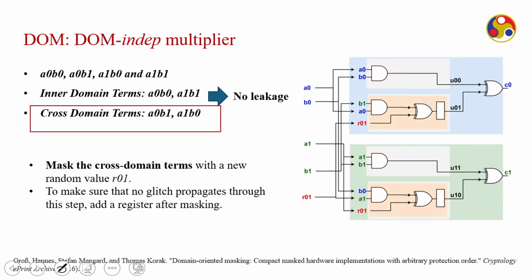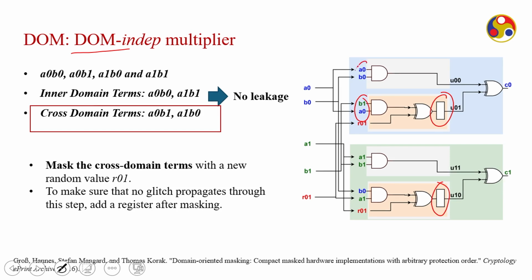So, this is why in the DOM you have to put this register after this cross domain computation. That is basically the gadget, it talks about the gadget. As I mentioned, AND is a nonlinear operation, so you need more protection, and I have shown you that one case, that you have to add one more random, and you put another whenever you have a cross domain computation.